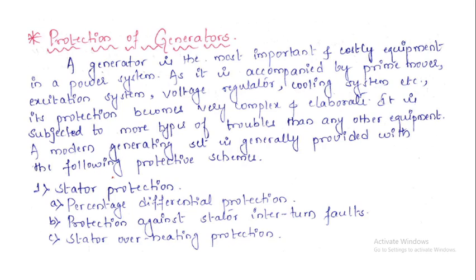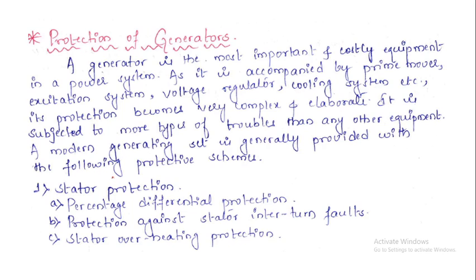So protection of the generator plays a very vital role in the protective system, as it is accompanied by prime mover, excitation system, voltage regulator, cooling system, etc. Its protection becomes very complex and elaborate. As it is equipped with so many additional equipments, its protective scheme becomes very complex. It is subjected to more types of troubles than any other equipment, as it consists of rotating parts. A modern generating set is generally provided with the following protective schemes.